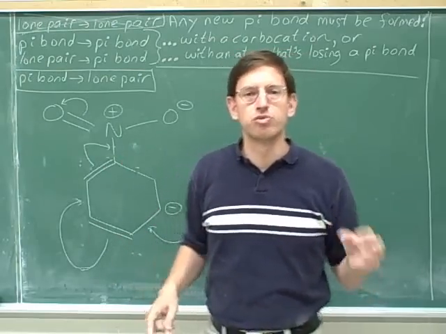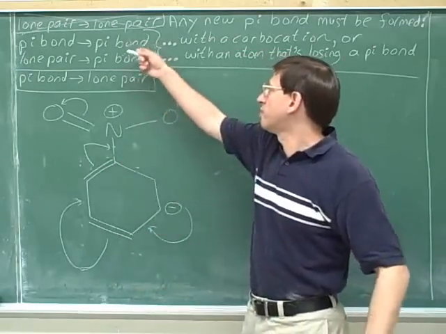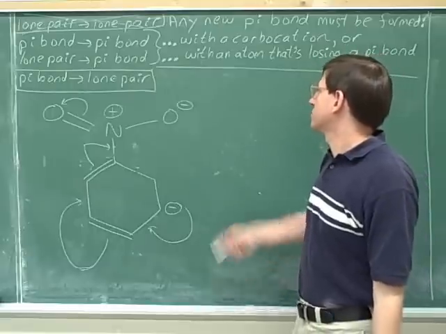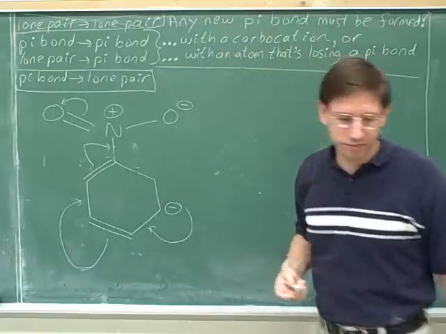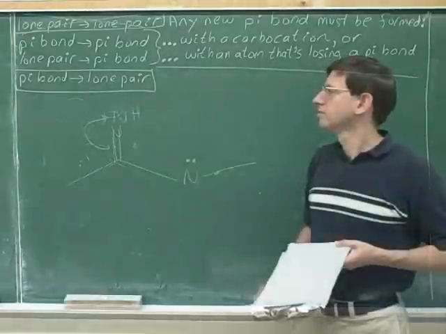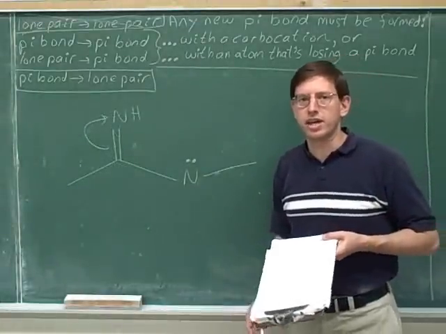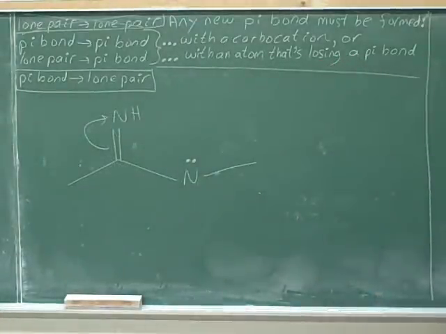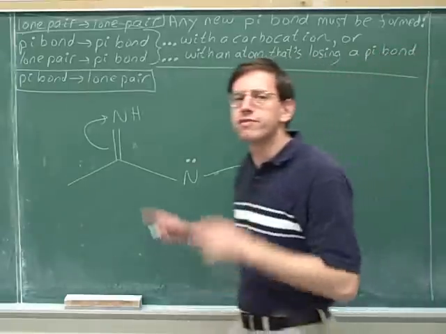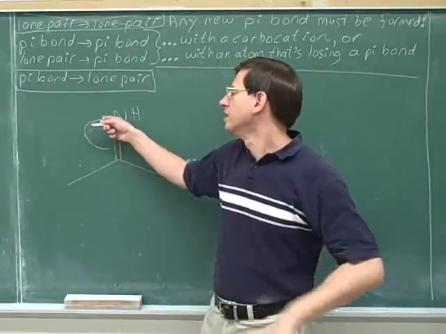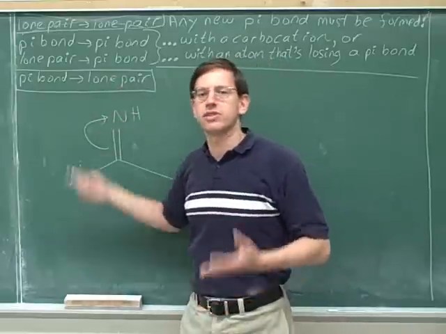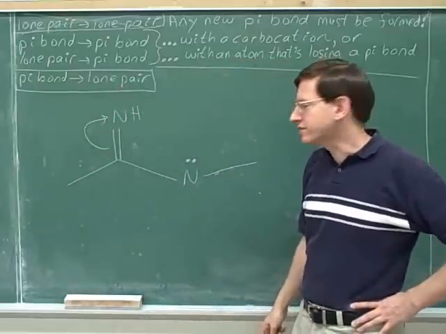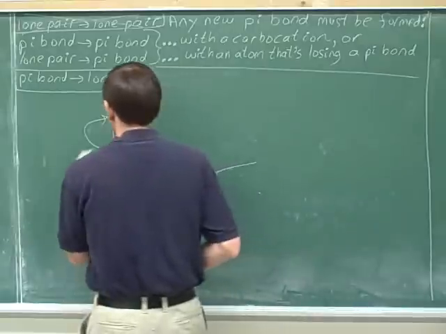And we're focusing on this really important rule that when you form a pi bond, you have to make sure that it's with a carbocation or with an atom that's also losing a pi bond. Is this going to exceed the octet rule? What are we forming? We're forming a lone pair. Lone pairs can never exceed an octet, so no worries. This must be okay. So that's a good arrow. Let me erase that and try another arrow.